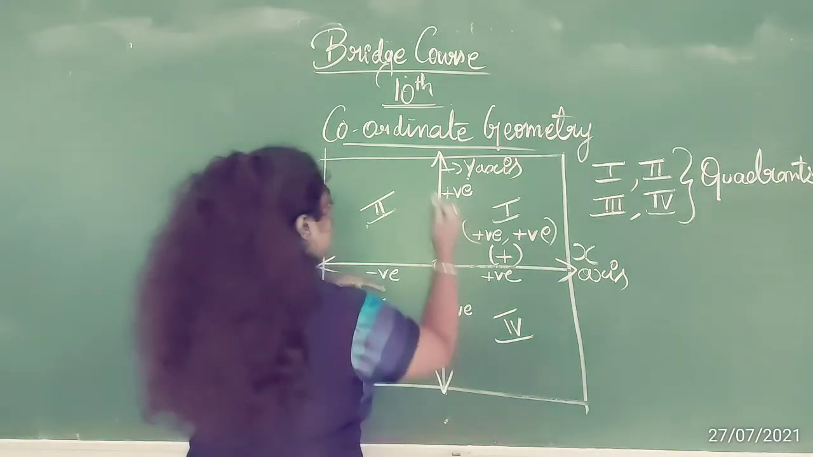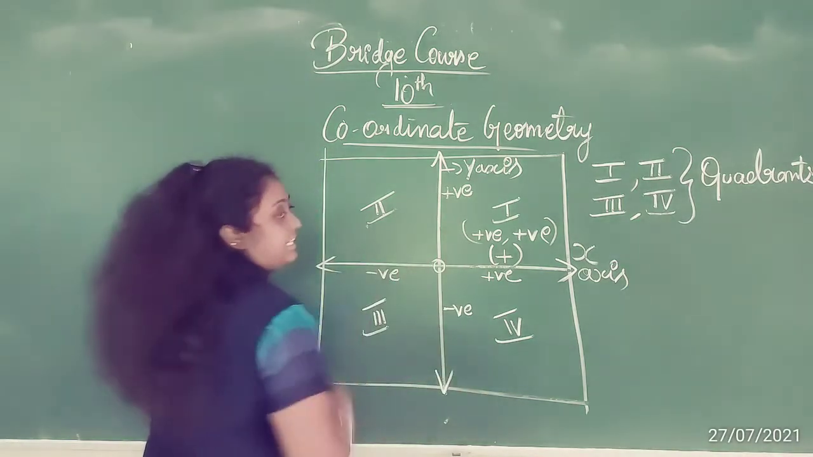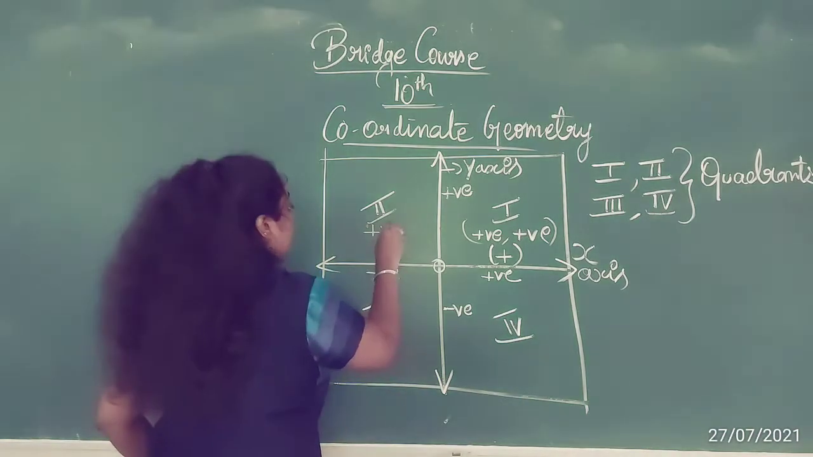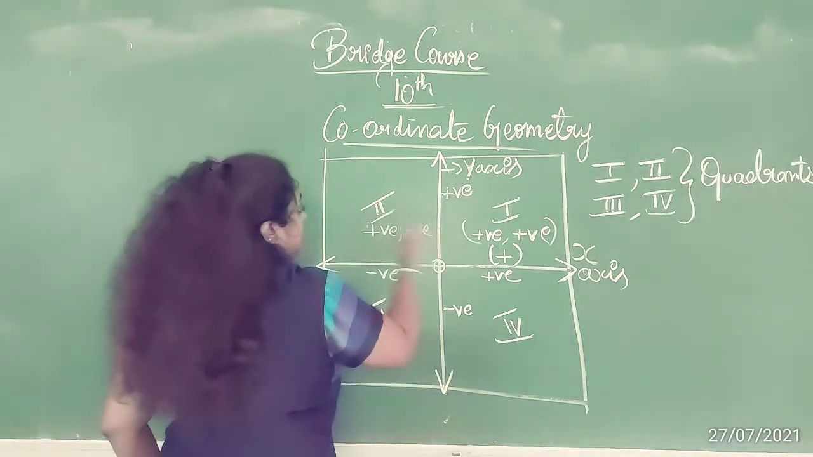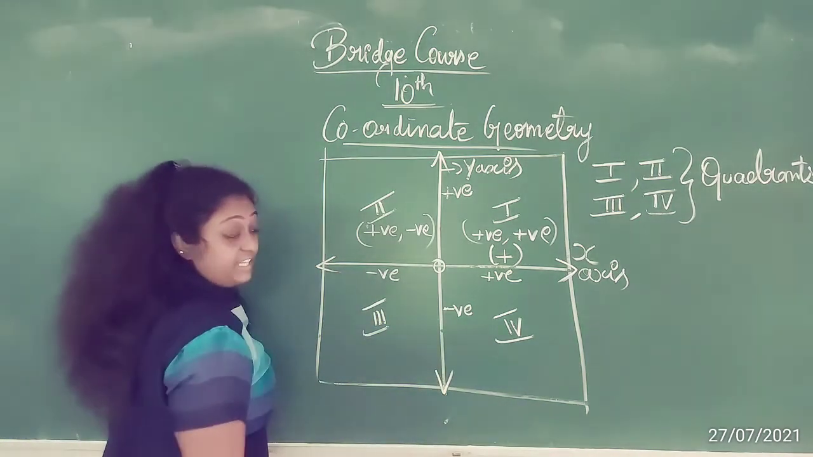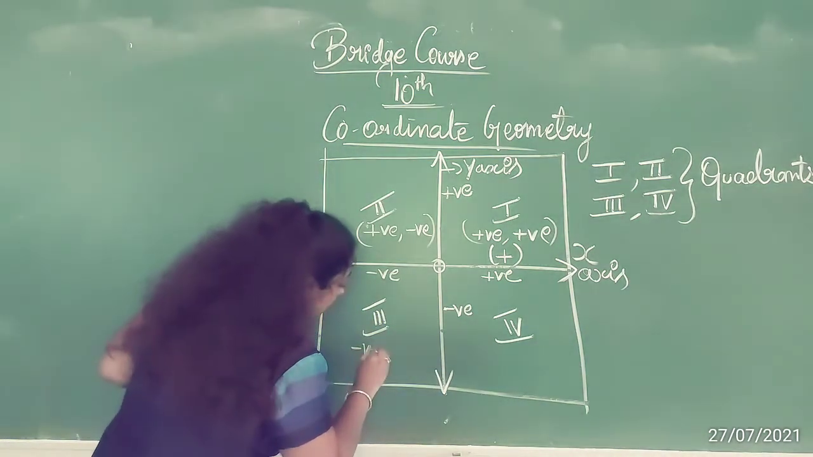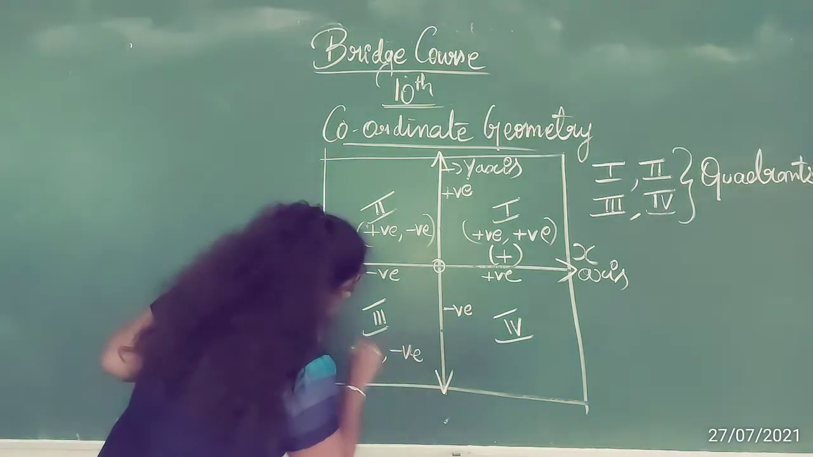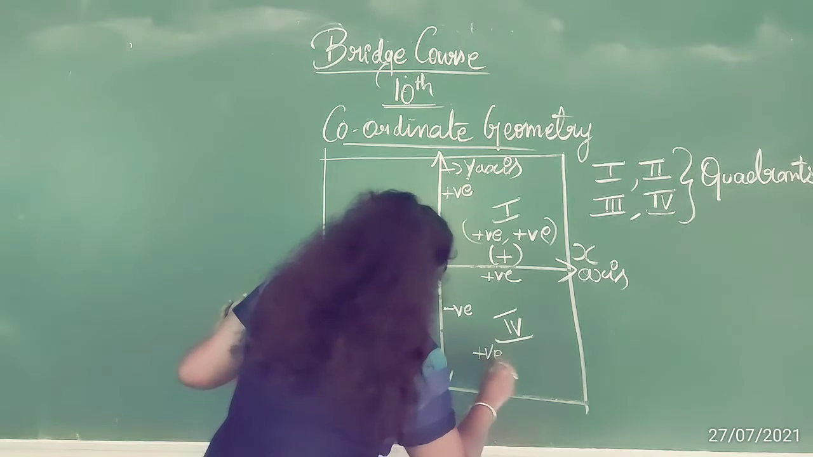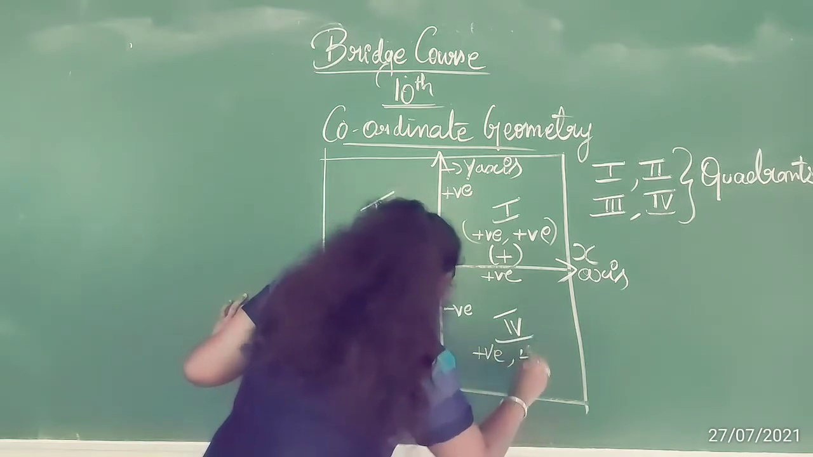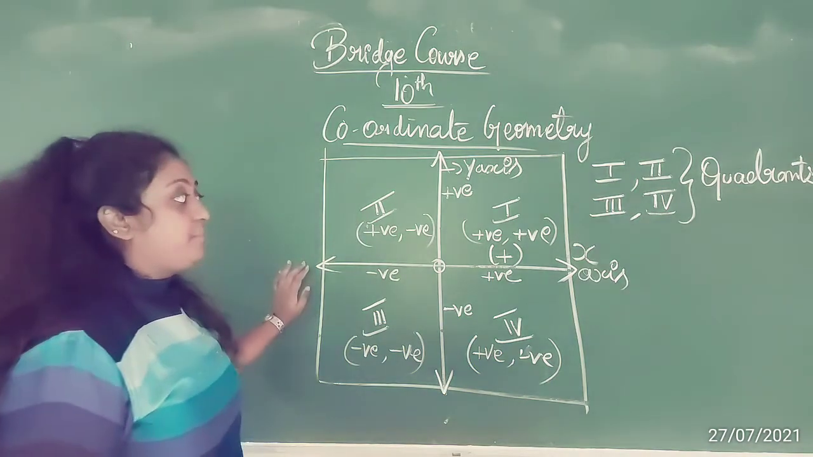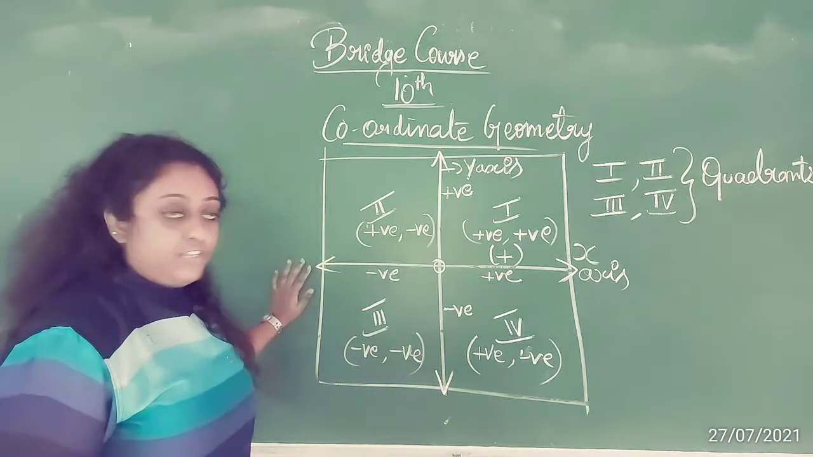Here again you see positive, negative. Here again negative and negative, minus and minus. Here again plus and minus. So these are your 4 quadrants which you are supposed to know in your coordinate geometry.